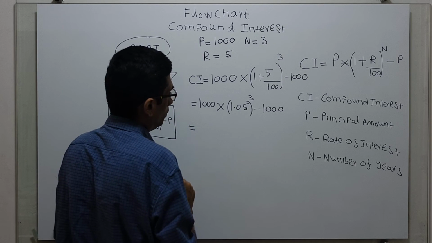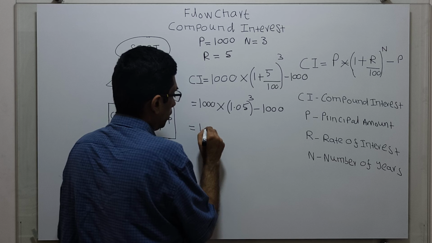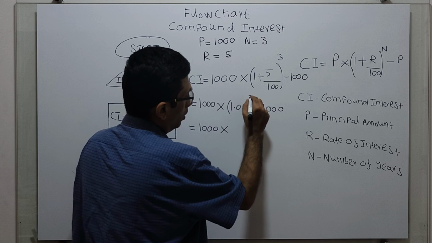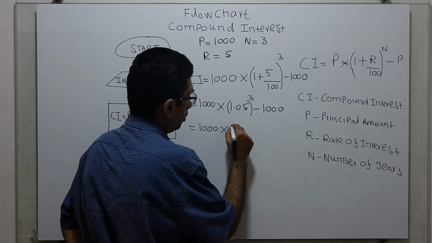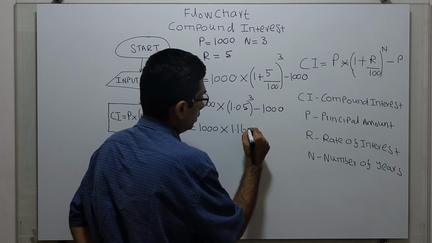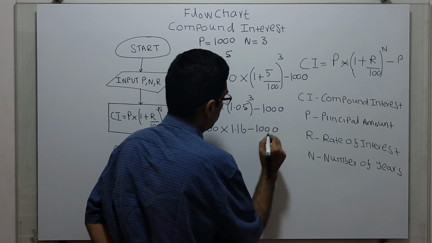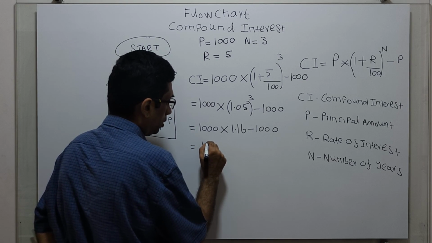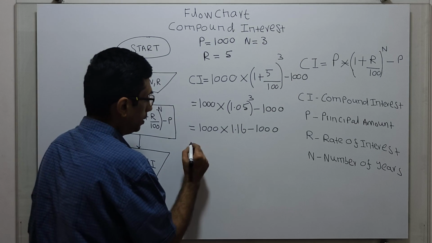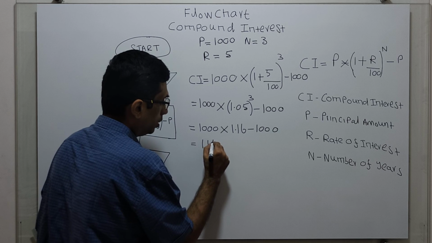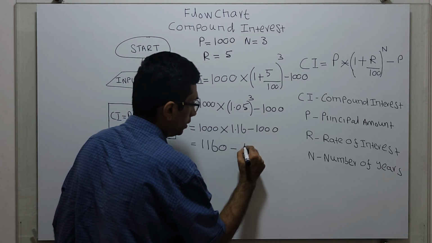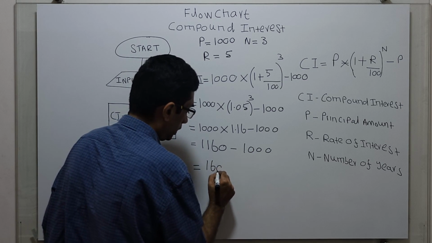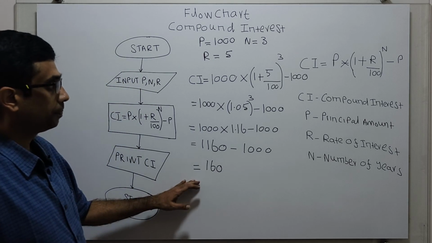Which is equal to 1000 multiplied with 1.05 power 3, which is equal to 1.16, minus 1000. When you multiply this, it will give 1160 minus 1000. This is equal to 160. So compound interest is 160.